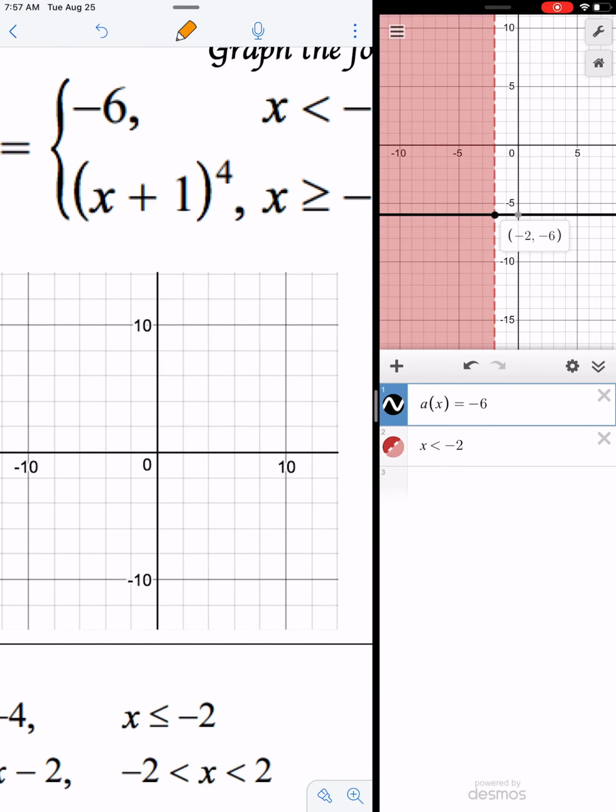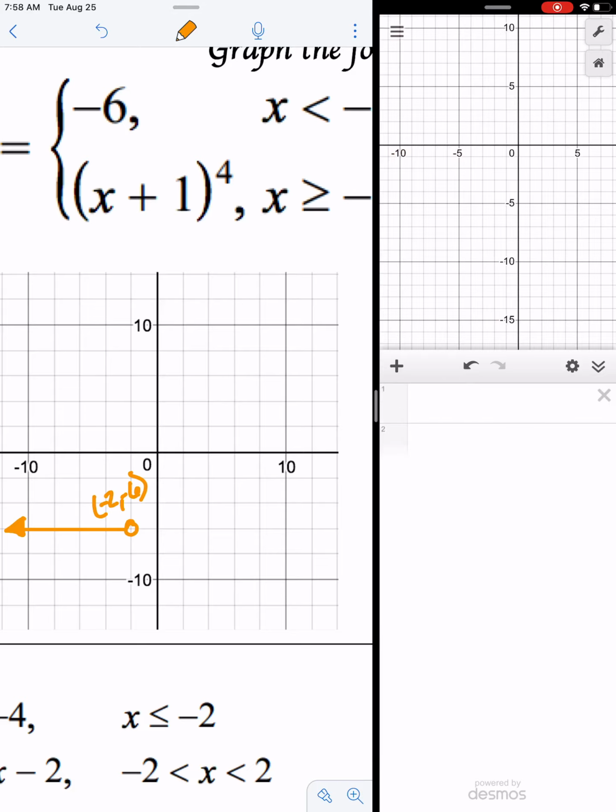I always recommend starting with an open dot and then going to my inequality and then verifying. So it's a less than sign. I'm going to look to the left of where these intersect, again, where the shaded part of the inequality and your function meet. Then I just want that, so it's a horizontal line. And again, this point was -2, -6. So that's a of x.